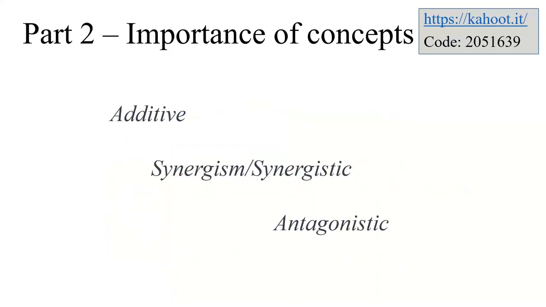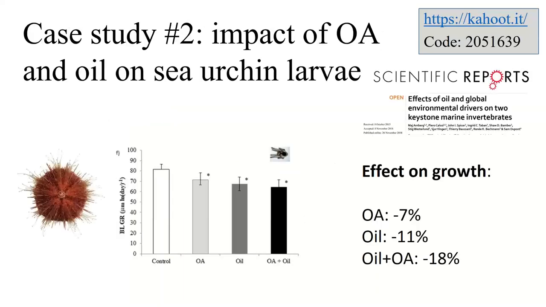All right, so now let's go into other concepts for part two, which is a little bit more complicated. In part two, we're going to talk about concepts that are also classically used in the literature, like additive effects, synergism, synergistic, antagonistic, and so on. And I will try to show you that these things are also used very wrongly most of the time.